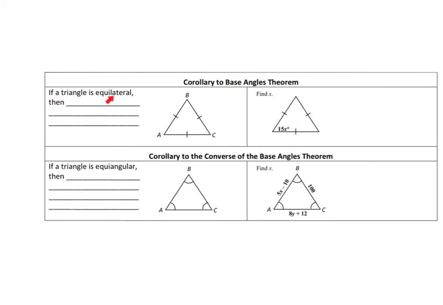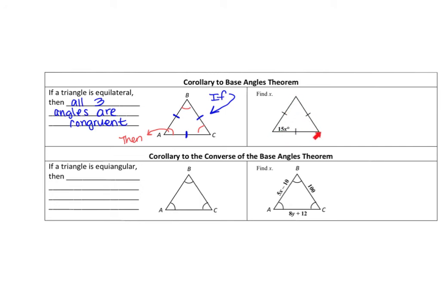So if a triangle is equilateral, then all three angles are congruent. Notice in this example, for your if statement, you're given sides first. So because we know all of the sides are congruent, that means that all of the angles will also be congruent. That would be your then statement. So we can apply that to this example.